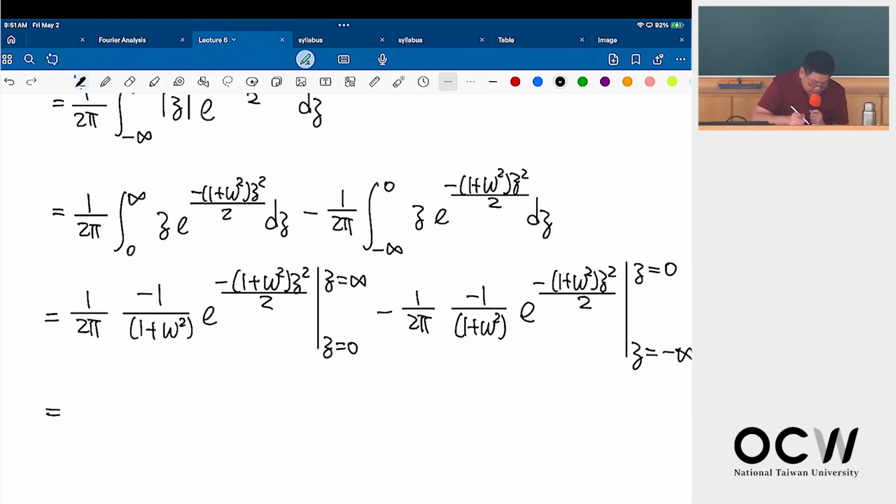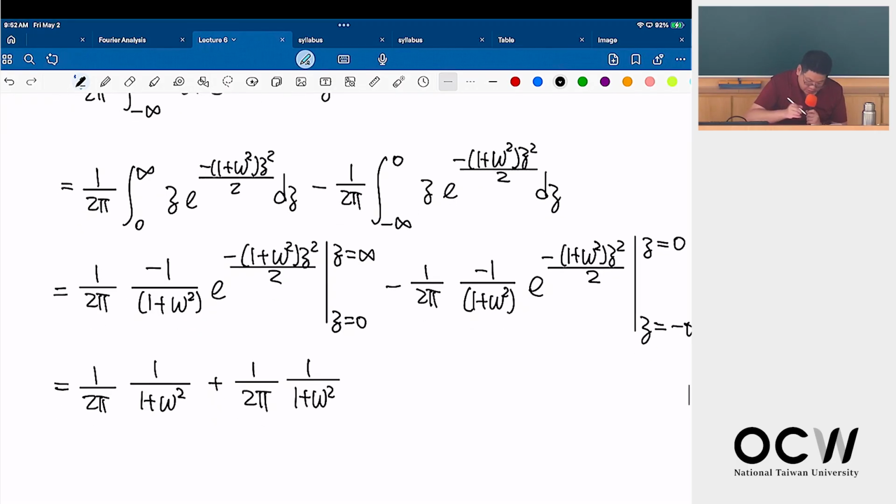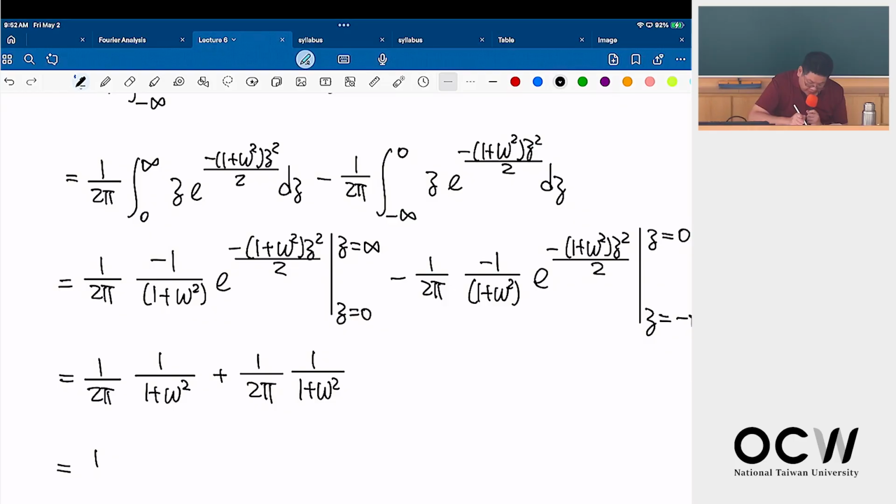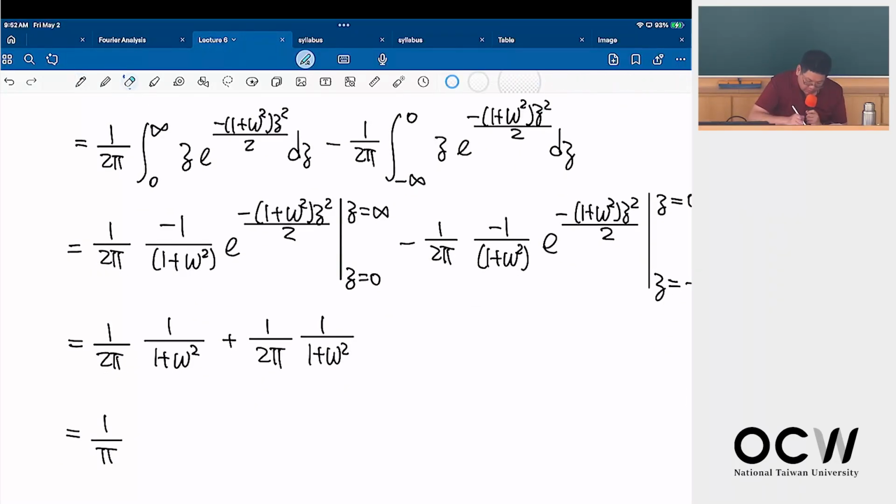So here we have 1 over 2 pi times 1 divided by 1 plus w squared. The second term is also 1 over 2 pi times 1 divided by 1 plus w squared. So we have 1 over pi times 1 plus w squared.